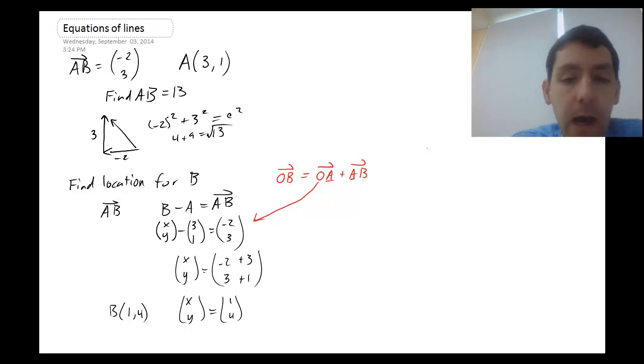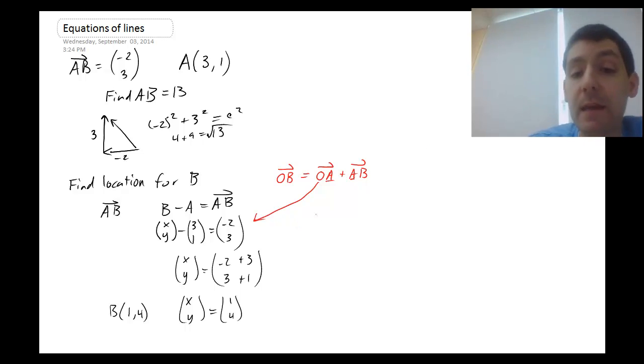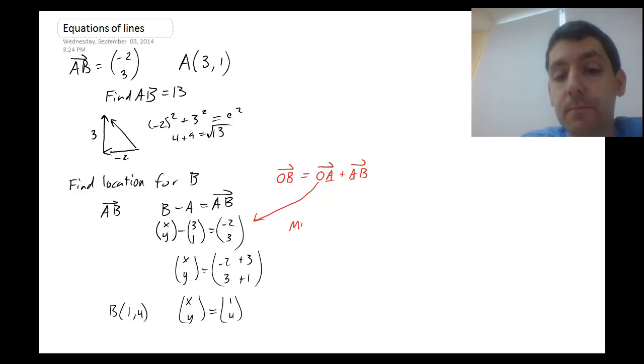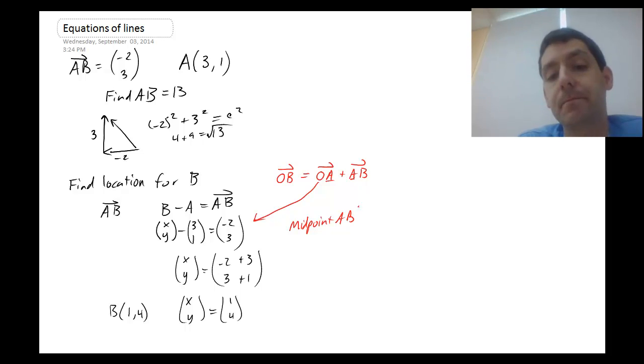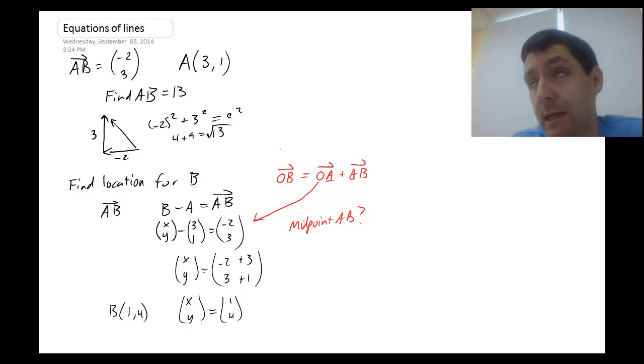All right. What if I wanted to find the midpoint of AB? How would I get the midpoint of AB? Well, we can find how long half of the vector is. We can also just get the midpoint. Now that we have A and B, the midpoint's actually quite easy.